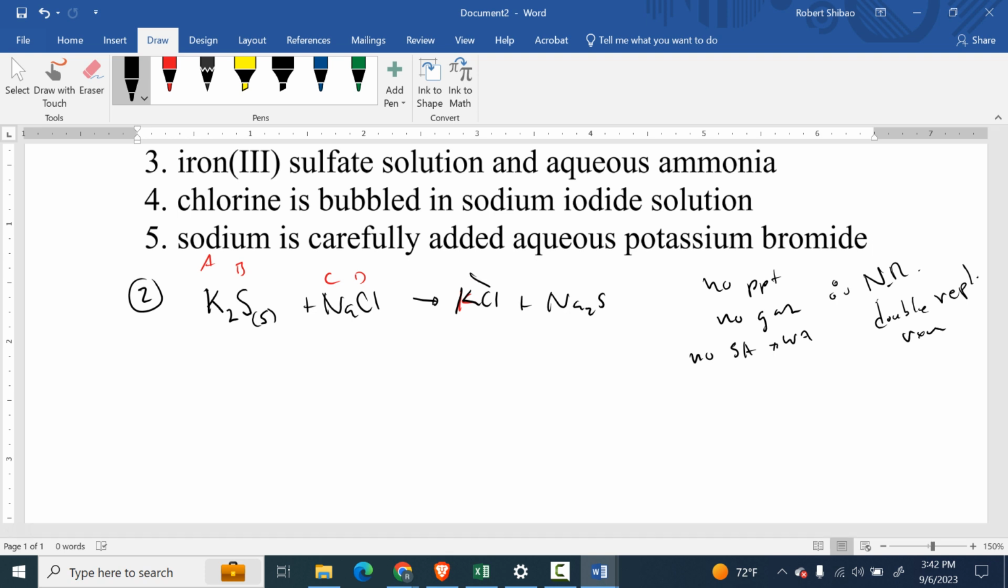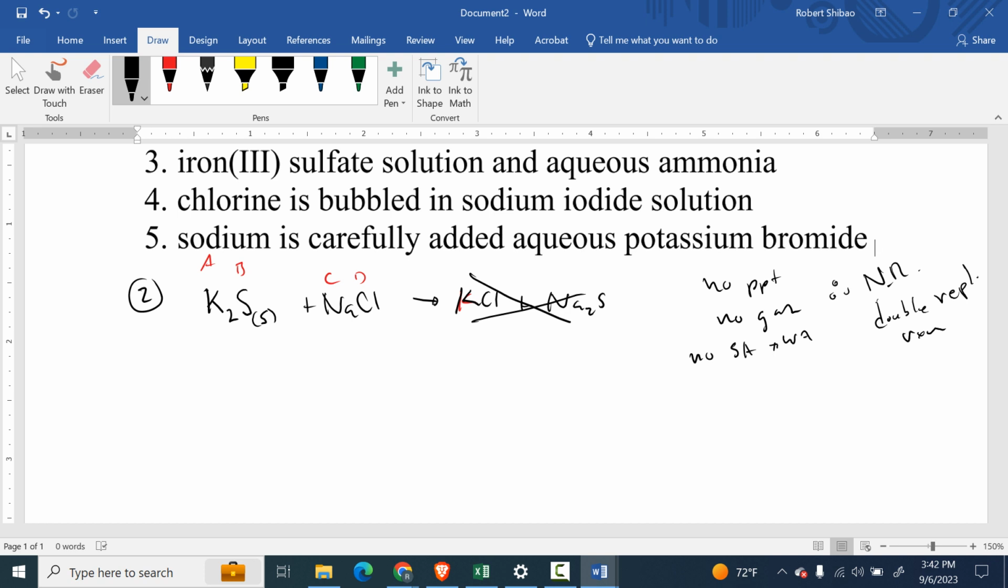So this was not going to react to form those. And so the next thing I would do would be acid base, Bronsted acid base. That would be the next. And so what should we do about potassium sulfide?